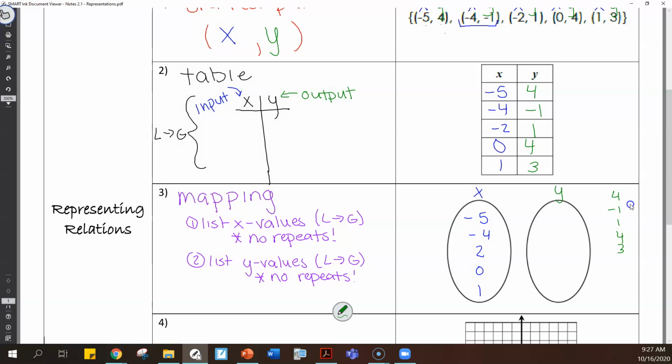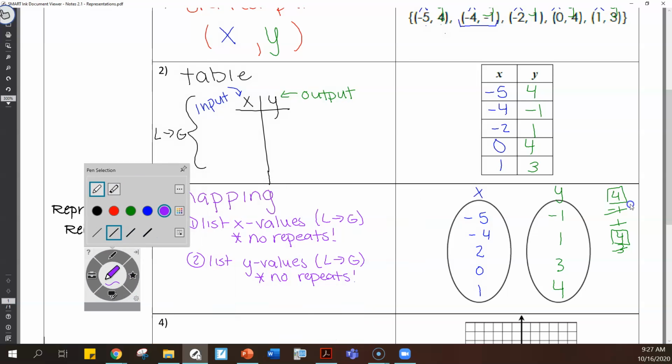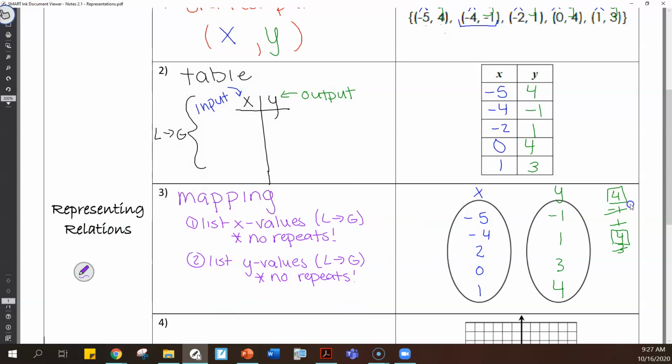So my smallest one here is -1. I'm going to write that first. Then I've got 1, 3, and 4. I have 2 4s. That's okay. I'm just going to write one of those 4s in my bubble. I don't need to write them both. In fact, I shouldn't write them both. And then my very last step is to draw arrows to show that relationship.